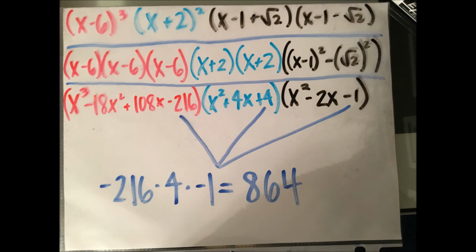So the final function is x cubed minus 18x squared plus 108x minus 216 times x squared plus 4x plus 4 times x squared minus 2x minus 1.